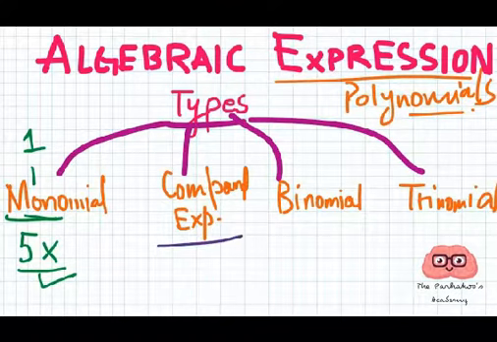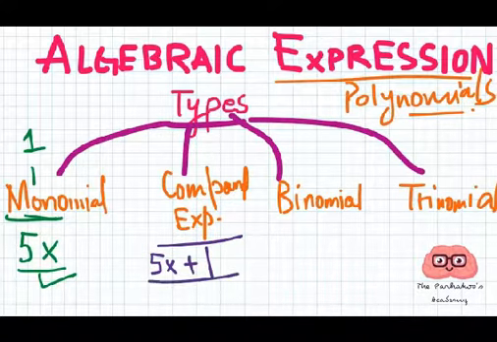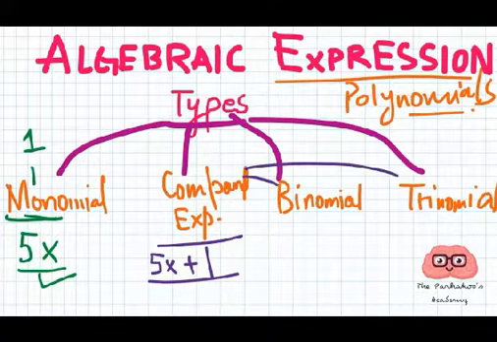Compound expressions are those expressions in which you have two terms at least. So a compound expression is a kind of expression which consists of more than one term. For example, x plus 1. This consists of two terms at least, so this is a compound expression. Now these are basically the kinds of compound expression.